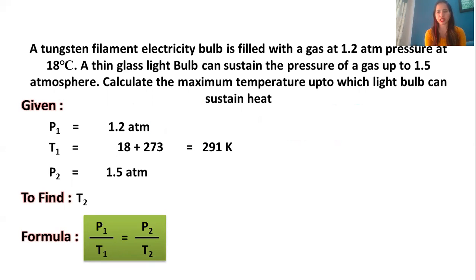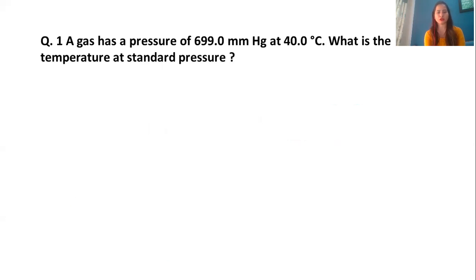Sorry, if you have to find T2, it will be P2 into T1 upon P1. We know P2 is 1.5, T1 is 291 upon 1.2. So you can solve this question on your own. Moving to the next question that you need to solve. Again, this will be done by you.